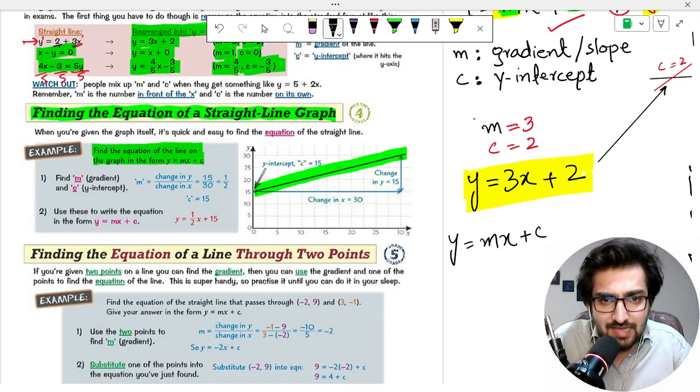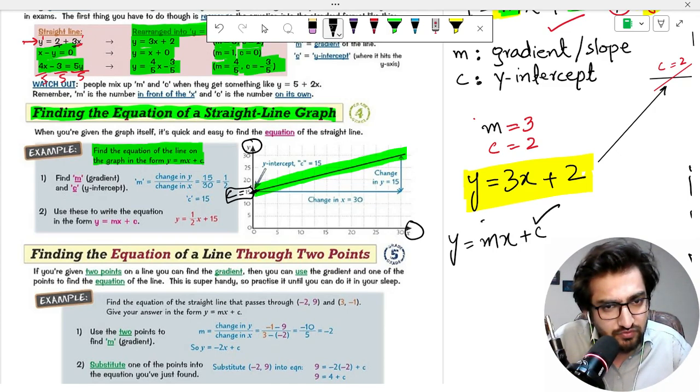So if you analyze, this graph is touching the y-axis. That is the y-axis. This one is the x-axis. That black line is actually touching the y-axis. So it means c is given to us. C is 15. That's okay. C is given to us. So it means we need to find out m.